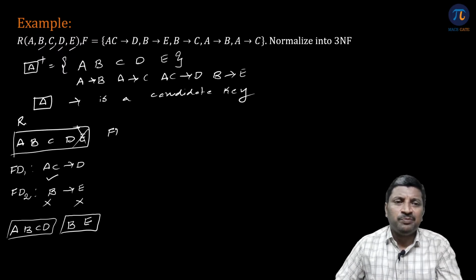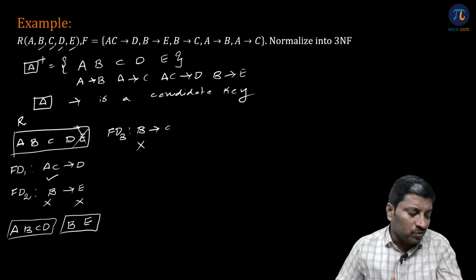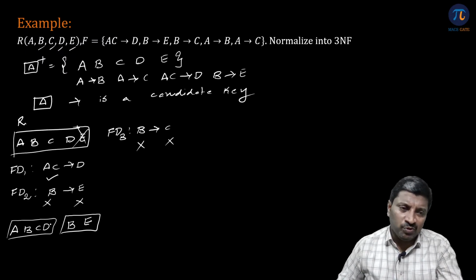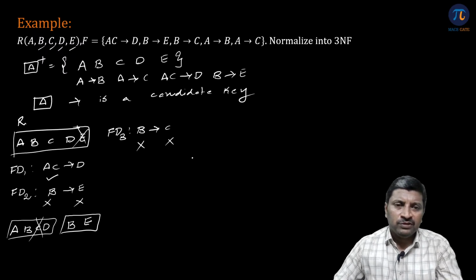What is the third functional dependency, sir? B implies C. The left is not a super key, not following rules. The right is not an important person. So remove it. C, who is responsible? B. So BC. Now, what else are you having? A, B, D.